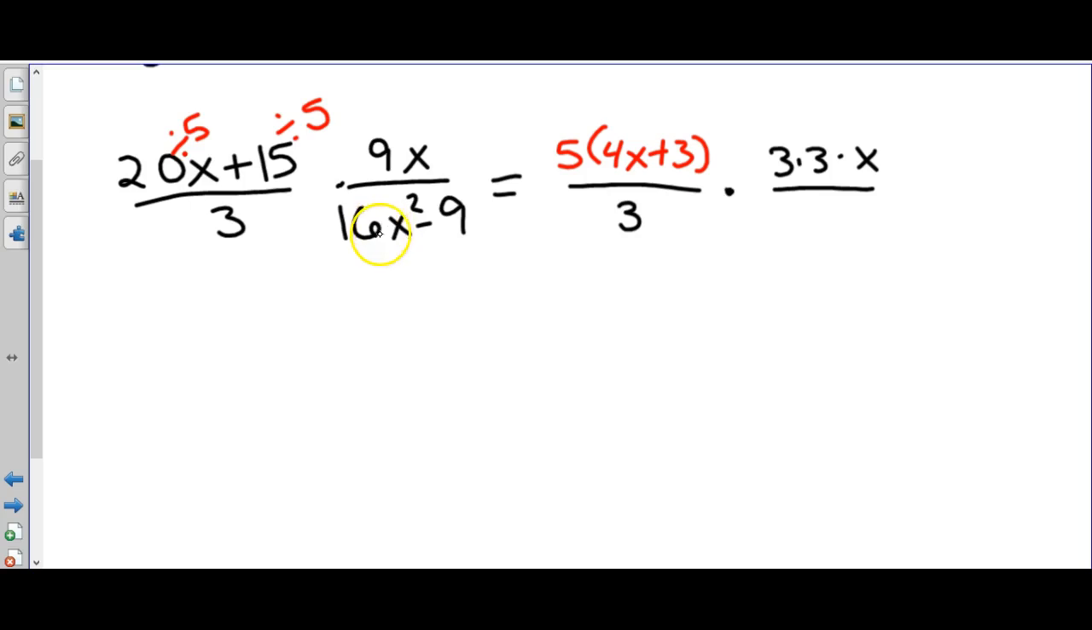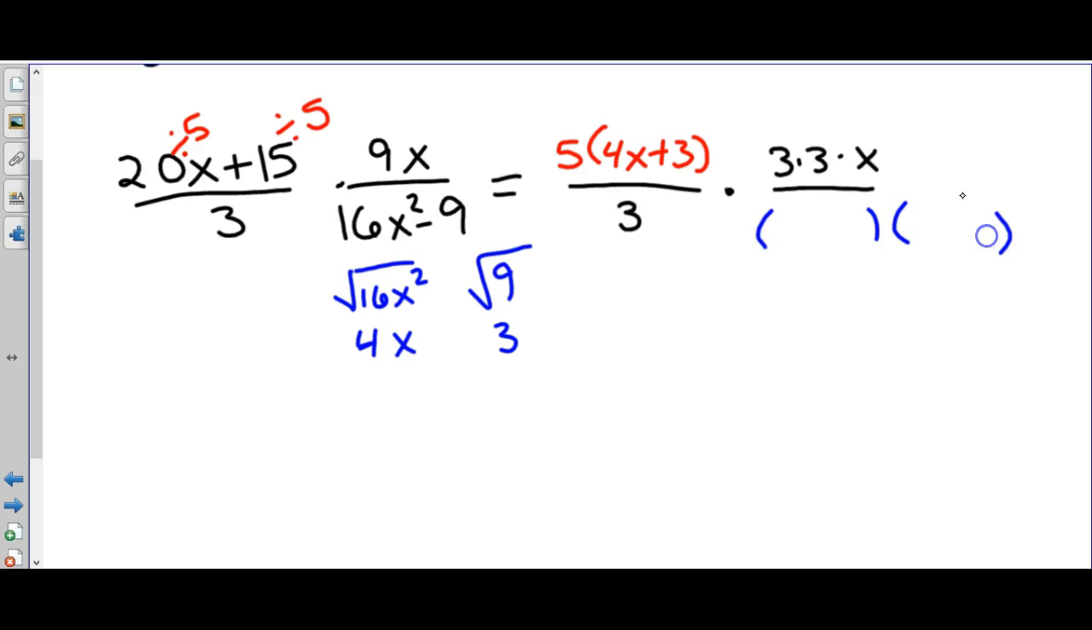Then we have bottom right, 16x squared minus 9. This time we have a subtraction sign, and we have perfect squares. 16 is a perfect square, 9 is a perfect square, x squared is a perfect square. So we are going to square root each of these, and that will help us write our answer for the factoring of this. Square root of 16x squared is 4x. Square root of 9 is 3.